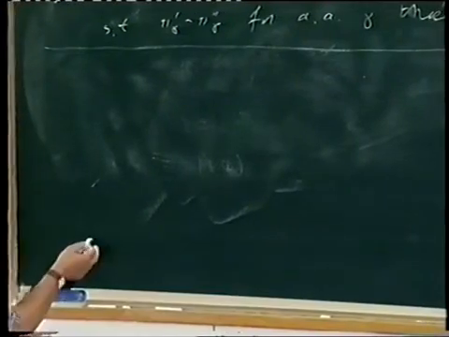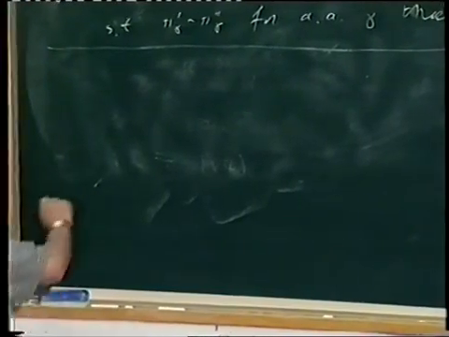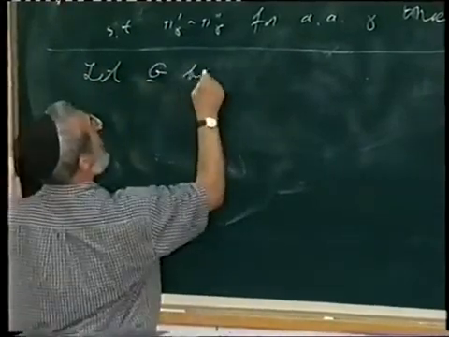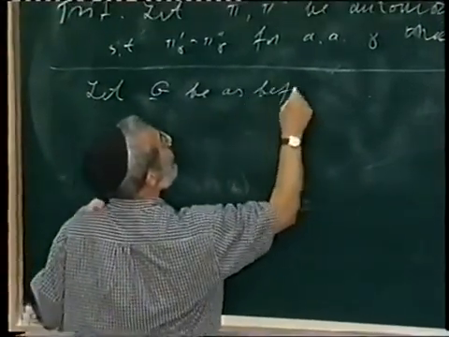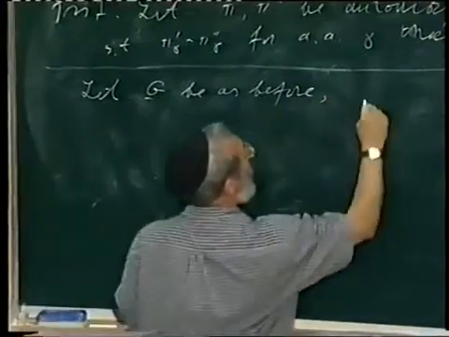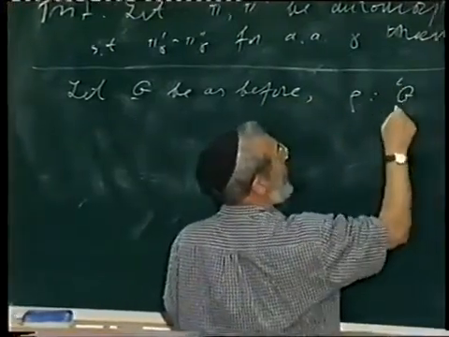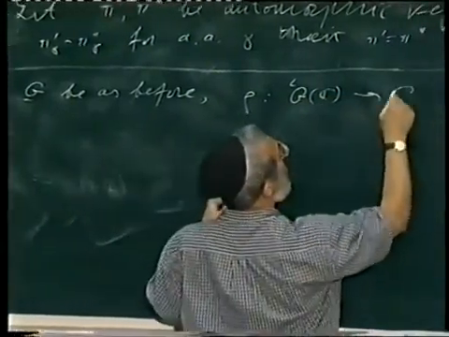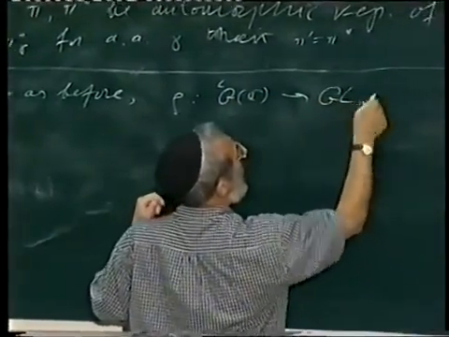Now, let me define lifting. So let G be as before. Rho is a representation, an algebraic finite dimensional representation, of G^L over C.